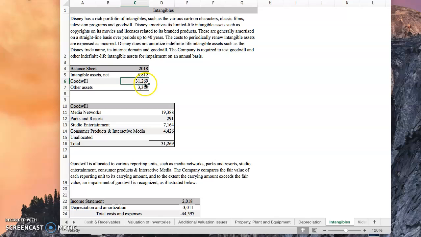Disney has a rich portfolio of intangibles, and the largest portion of those intangibles are made up by goodwill at $31,269 million, while copyrights and patents make up $6,812 million. These are some of the key highlights found on the Walt Disney Company's financial statements.